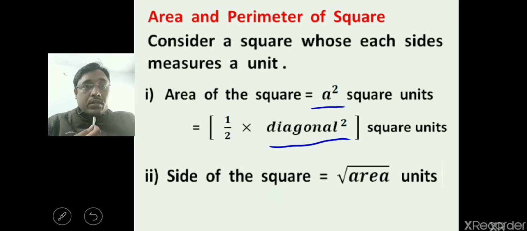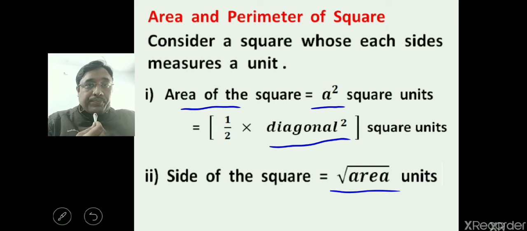The side of the square: a squared is equal to the area, where a is the side, so a equals the square root of the area. This is also a formula: under the square root you write the area. So the side of the square is the square root of the area, and this way you can find the side of a square.